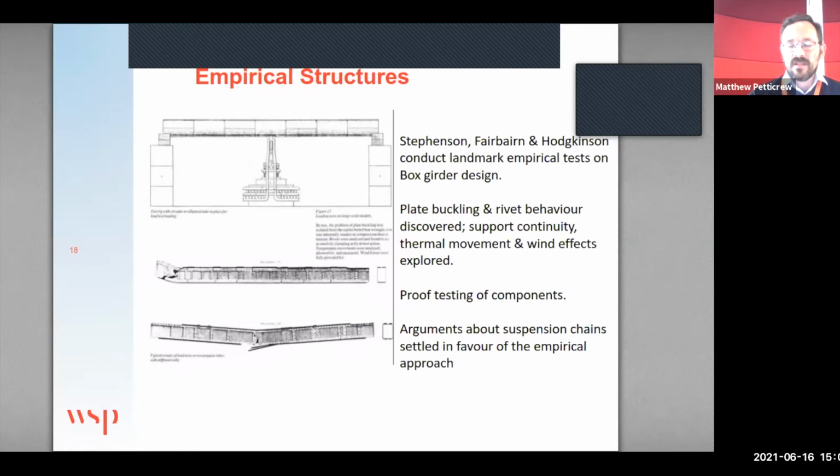In the end, Fairbairn's argument prevailed and Robert Stephenson didn't put in the suspension chains. He ignored the mathematics and the bridge was proved to be successful. That method of design, relying on the empirical results, proved to be satisfactory. And that was a good example of how that approach was to be used.